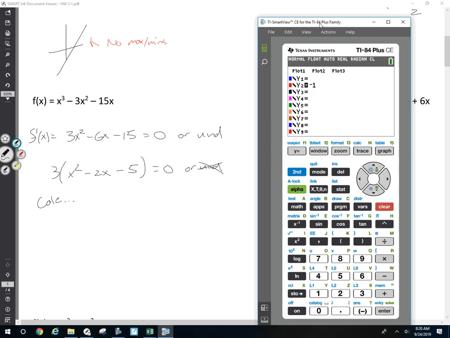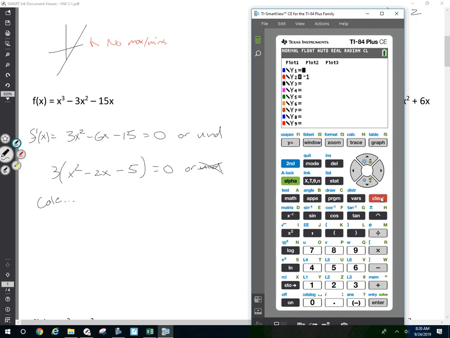you can take the left side, graph y equals the left side. You graph y equals the right side. We see when the left side equals the right side. So when does the left side produce a y value that is equal to this y value of 0? All we need to do is find the intersections.